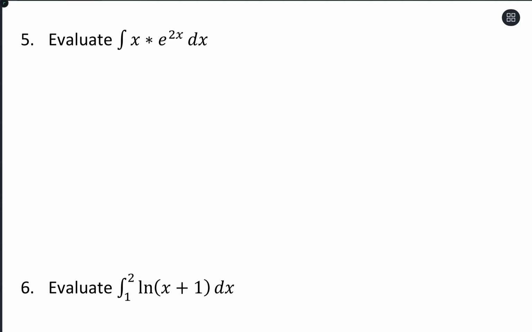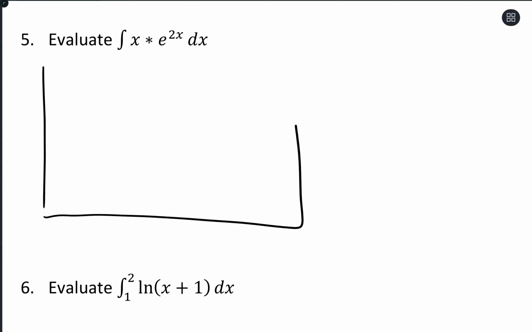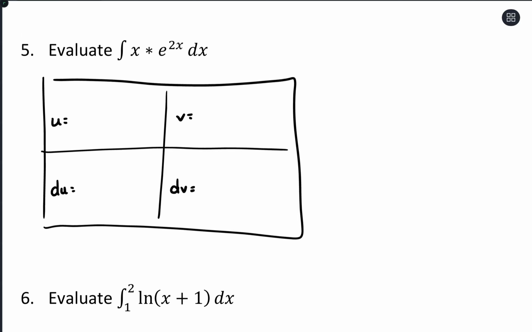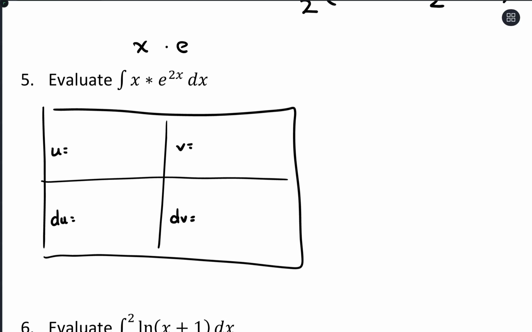So, I'm going to go ahead and set up my table here. And I want to find u, du, v, dv. Okay, so my pieces here: x times e to the 2x, and then I have dx, but that's always going to go with dv, so that piece is taken care of. Now I just need to choose which is going to be u and which is going to be dv. Now, with u, remember my tip was that if we take the derivative, it should be simpler.